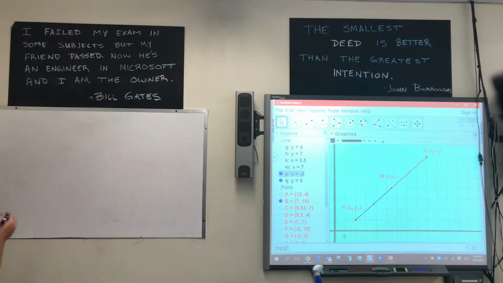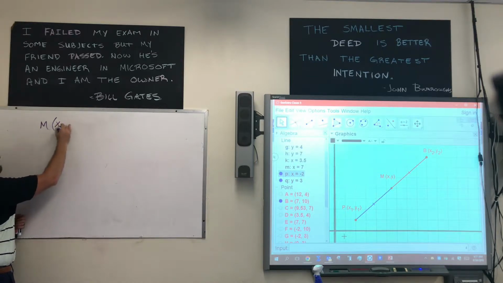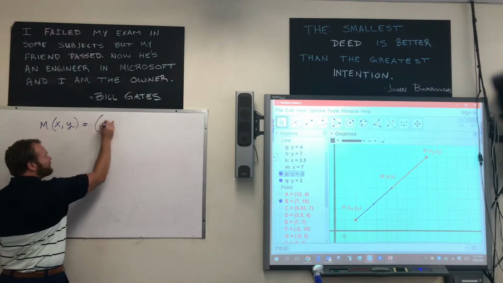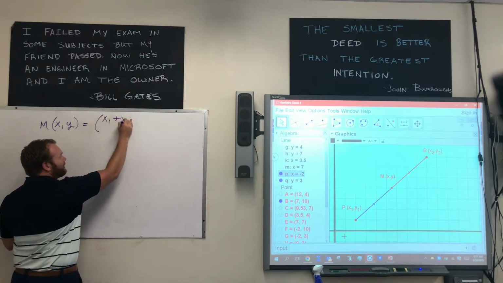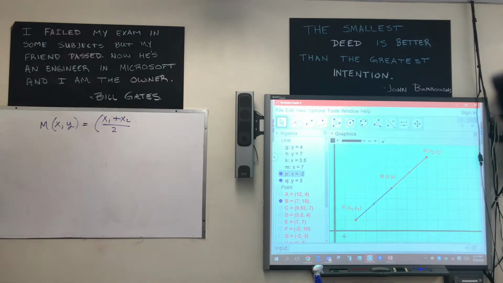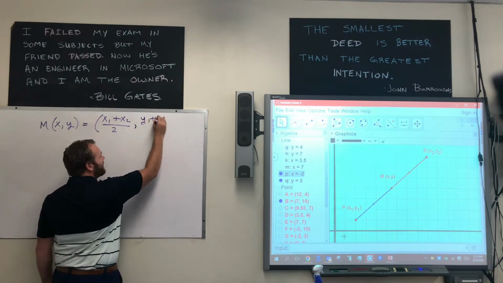Yes. So I'm just going to write capital M for midpoint, and it's going to have coordinates that are an ordered pair, x, y. And the way that we find those is that we take the ordered pairs from both endpoints. We take the coordinates from both endpoints, and we add the x's together and divide by 2. And we add the y's together and divide by 2.